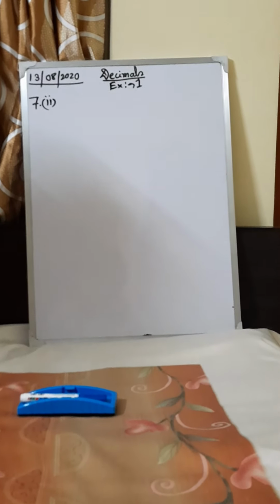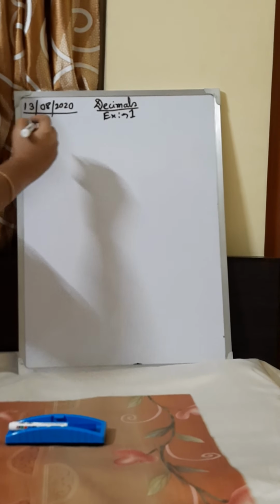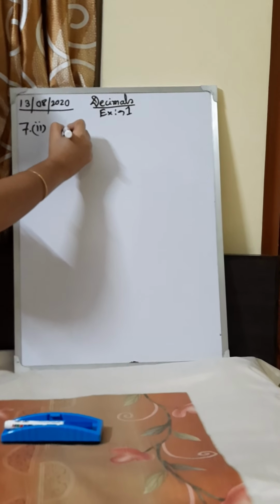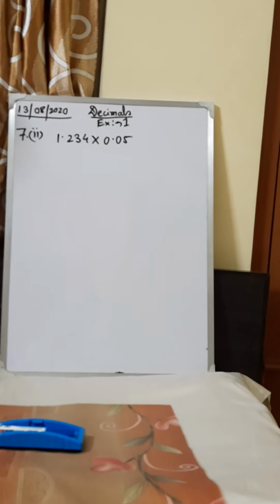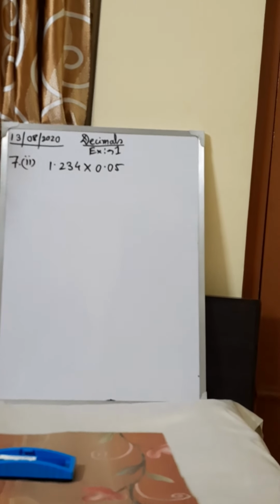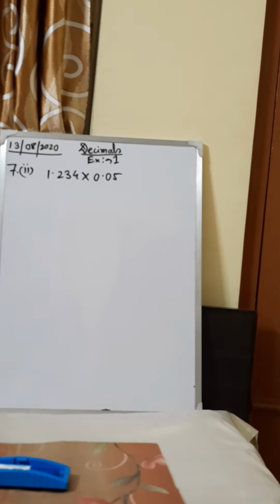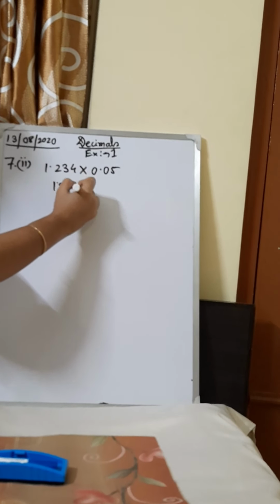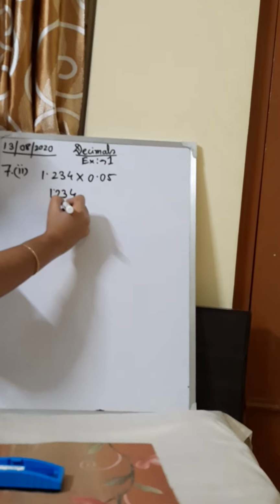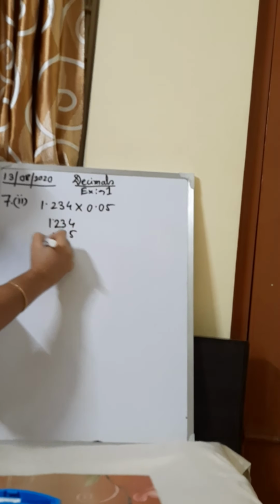Exercise 1, question number 7, part 2 is given: multiply 1.234 into 0.05. What I told you when I taught the chapter is that when multiplication is given, you first multiply the digits as you know how to. So first we ignore the decimal point and just solve the multiplication.